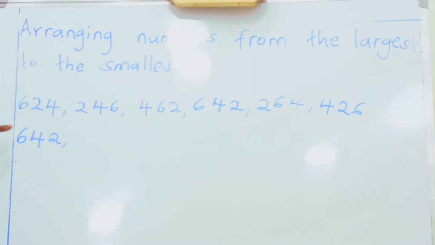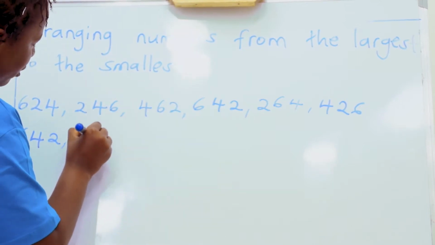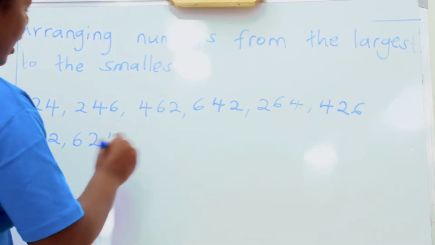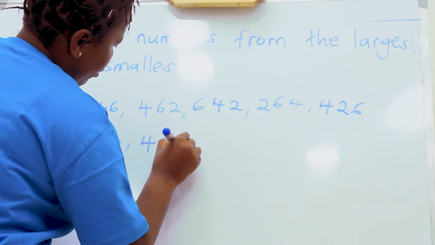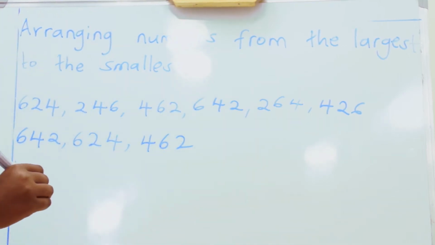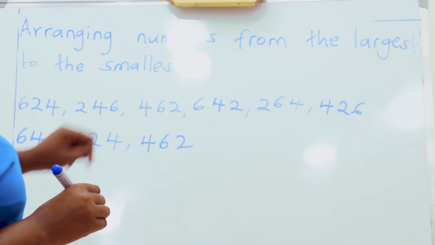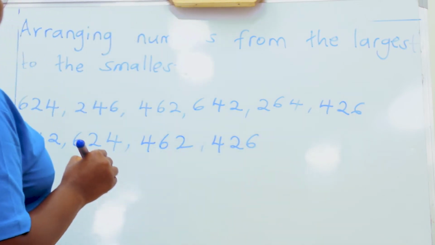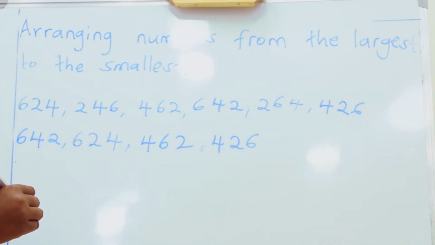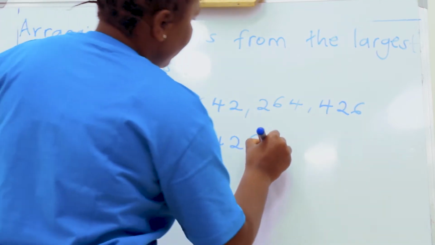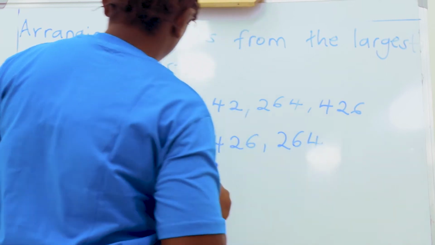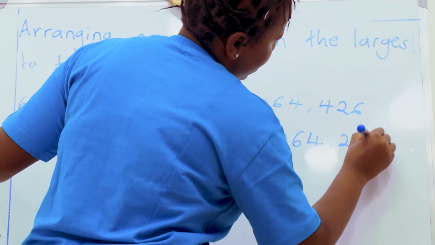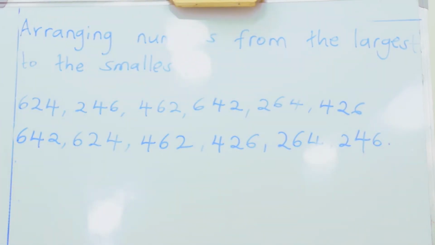642, followed by 624, followed by 462, followed by 426, followed by 264, and the smallest number is 246. That is the smallest number.